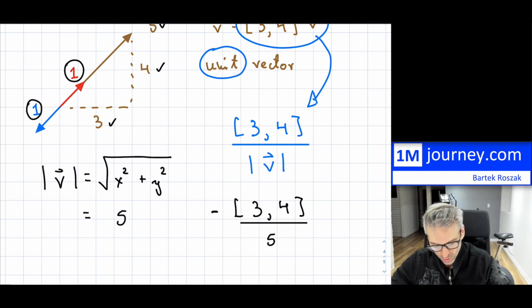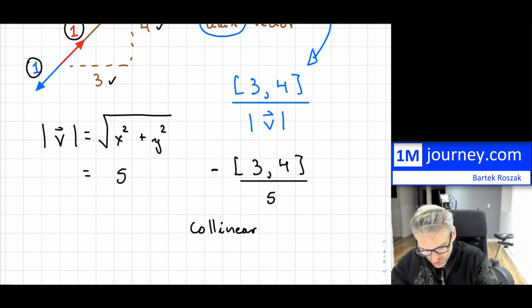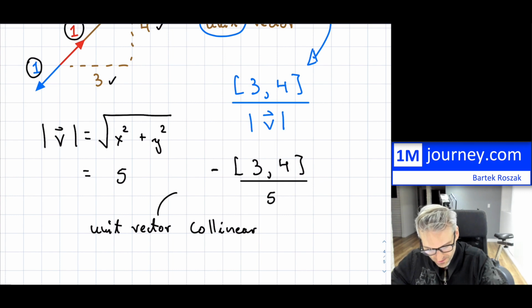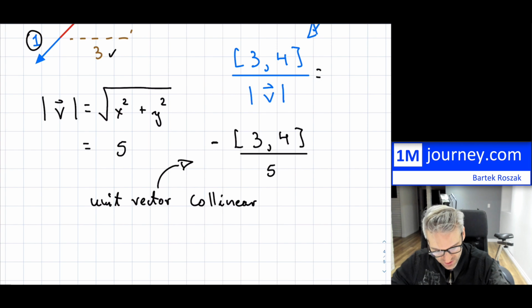So these are collinear, because they're in the same line as the vector, but they are called unit vectors because of the fact that their magnitude is equal to 1. So the magnitude of this is equal to 1. You can see that: if this is 5 in the denominator, really this is simply 3 over 5, all over 4 over 5, right?